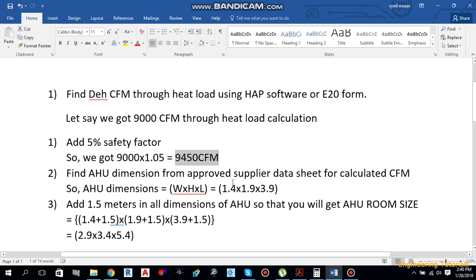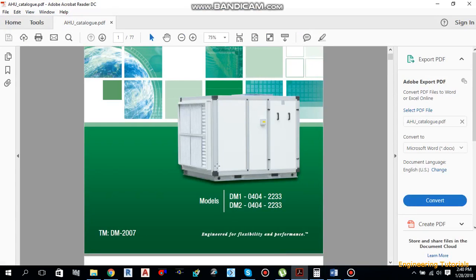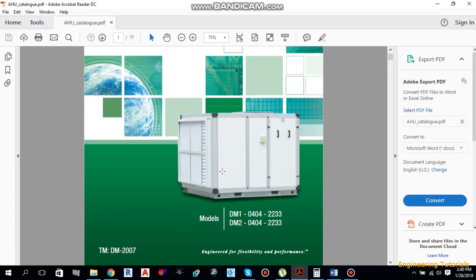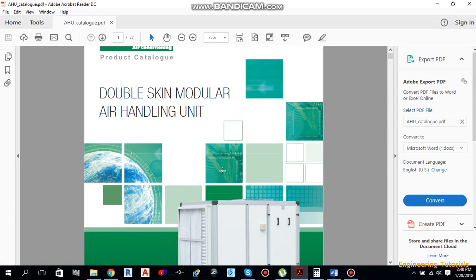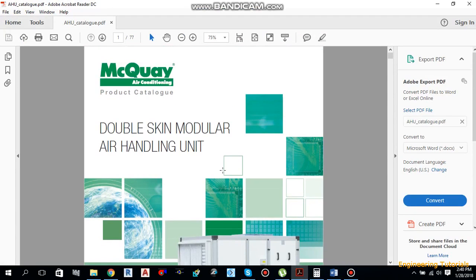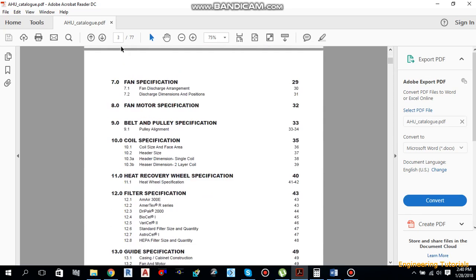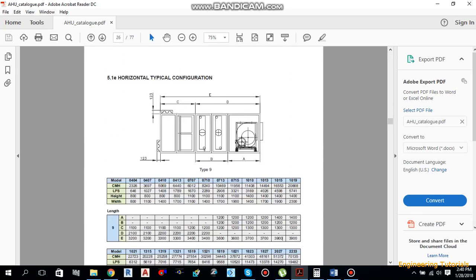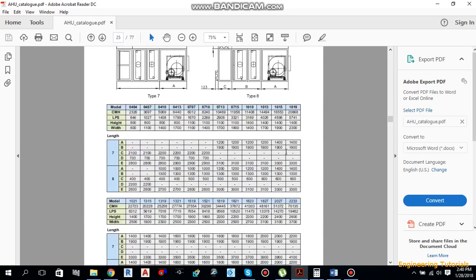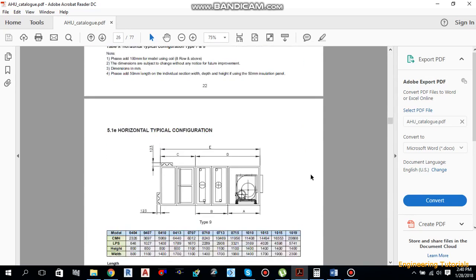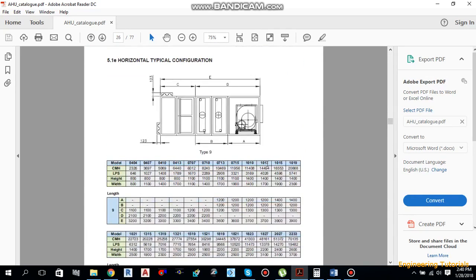So for this CFM, we'll select an AHU. Here I have a catalog for air handling units. These are double skin modular air handling units provided by Matco Air Conditioning. So let's move down and select our air handling unit for that CFM. So let's say we are going to select this horizontal typical configuration air handling unit.